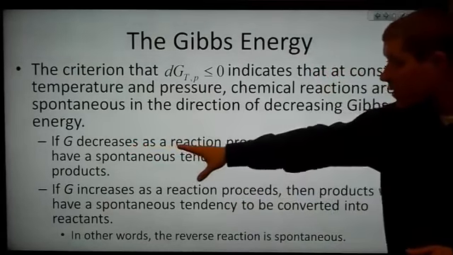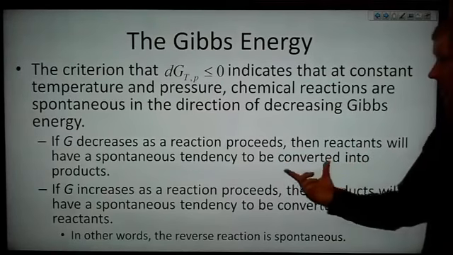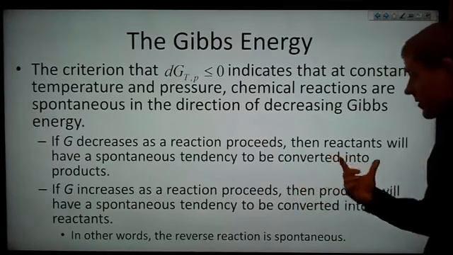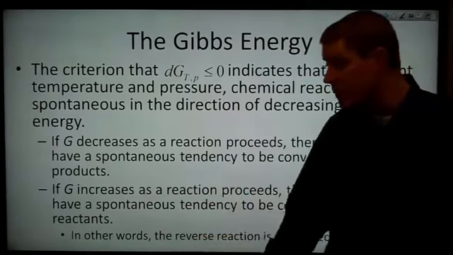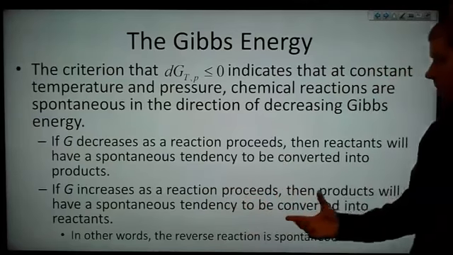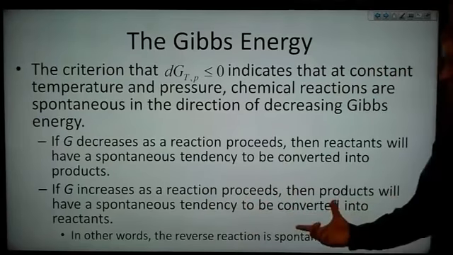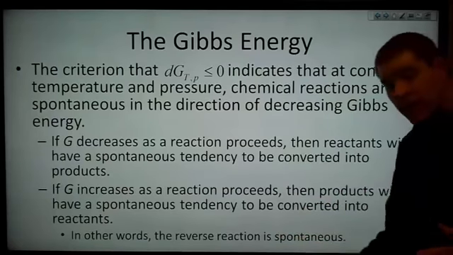Alright, so if the Gibbs energy G decreases as a reaction proceeds, then the reactants will have a spontaneous tendency to be converted into the products, so the reaction will proceed spontaneously. If G increases as a reaction proceeds, then the products will have a spontaneous tendency to be converted into reactants. In other words, the reverse reaction is spontaneous.